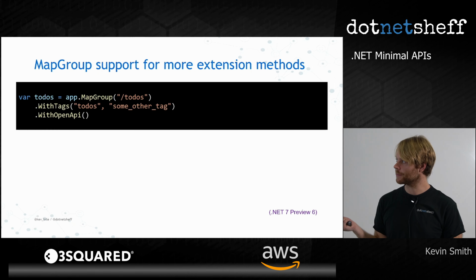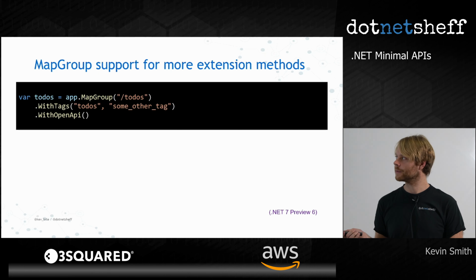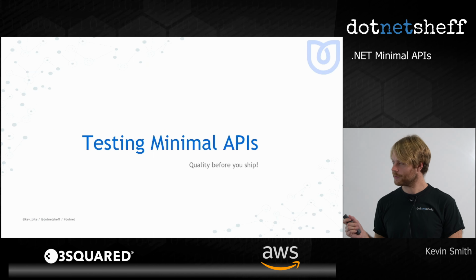So map group also supports loads of other normal extension methods on the back of it. So you can do .WithTags, WithOpenApi, WithDescription, and all that kind of stuff. And that'll give you a baseline for all the rest of the endpoints as well. And that's pretty much it for all the features of minimal API.